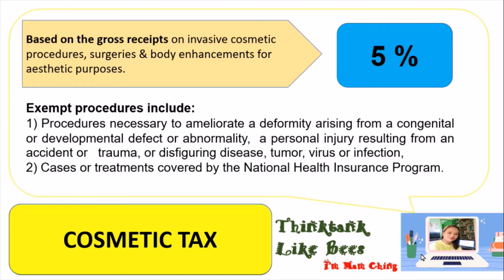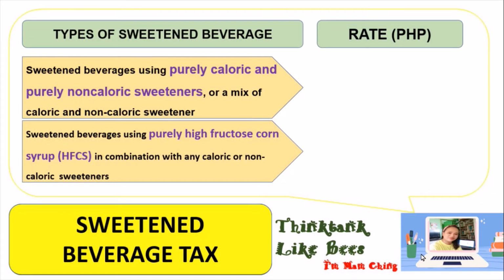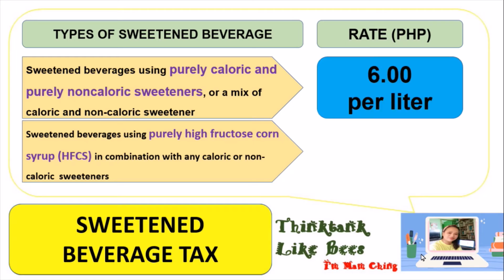And the second exemption is if the case or treatment is covered by the National Health Insurance Program. Next, we have the Sweetened Beverage Tax. Just remember this, there are two types. The first one is purely caloric or purely non-caloric sweeteners, or a mix of caloric and non-caloric sweeteners. And the second is purely high fructose corn syrup. For purely caloric or purely non-caloric sweeteners, in every liter there is a tax of 6 pesos. For sweetened beverages with purely high fructose corn syrup, you need to pay 12 pesos per liter.